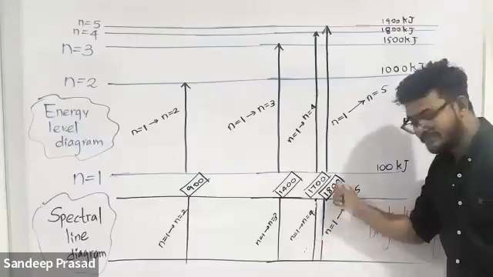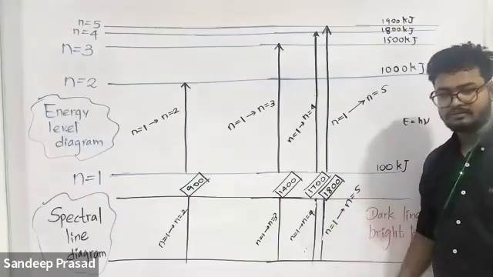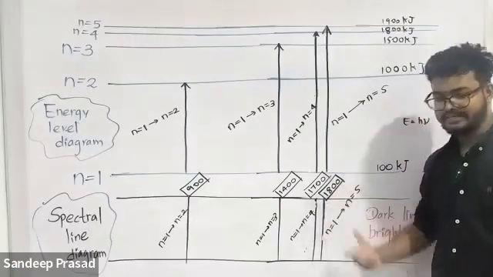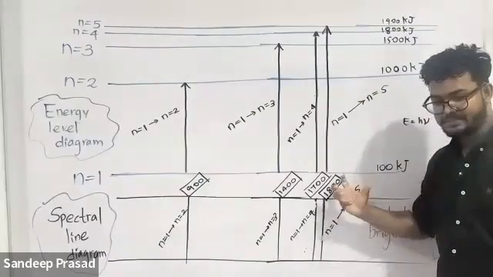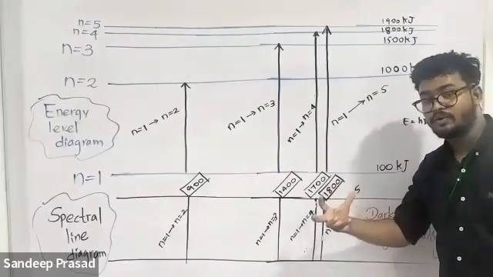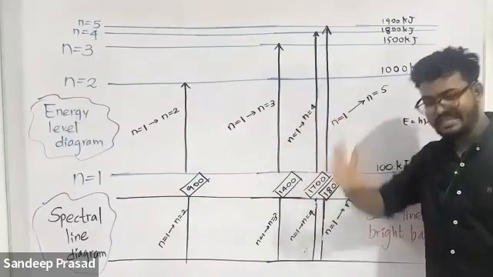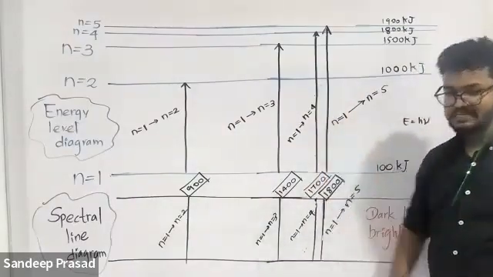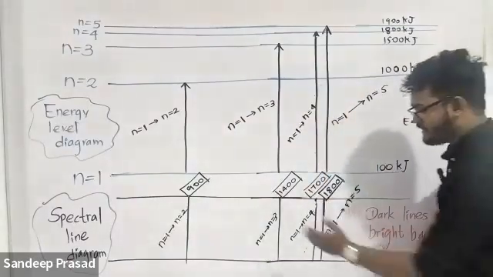Just imagine this is a quantity. This line is representing a quantity. What is that quantity? Energy gap between the energy levels, not the energy levels. Right? Can you see me?